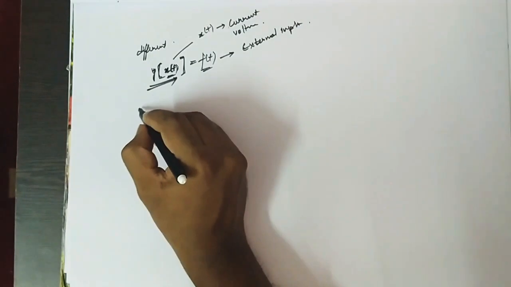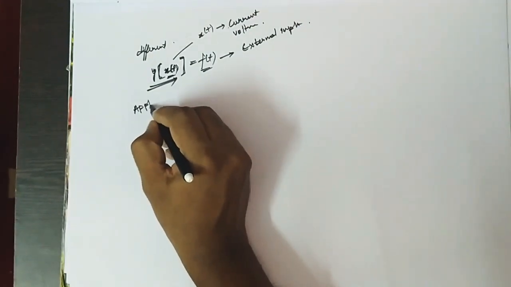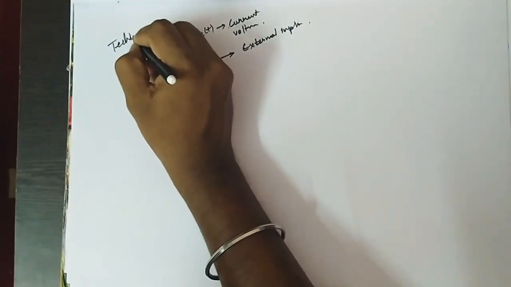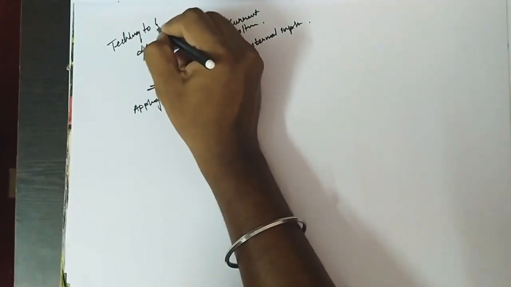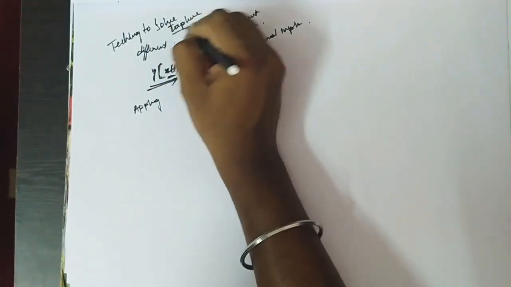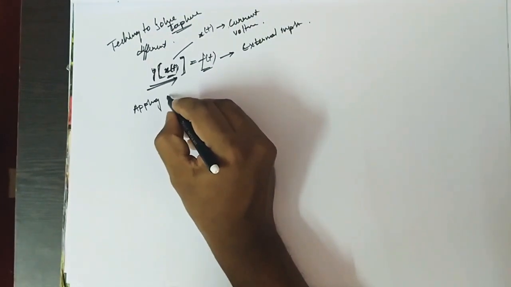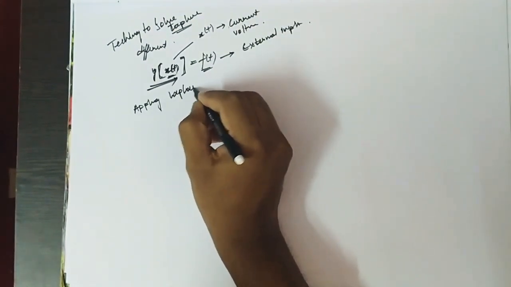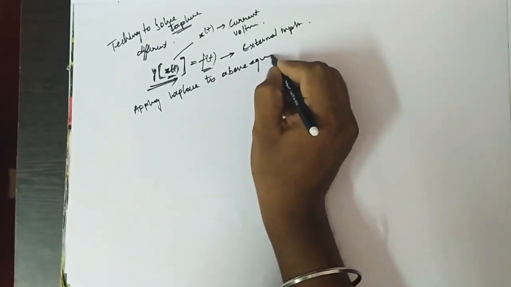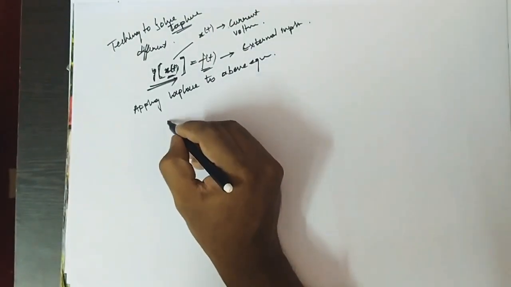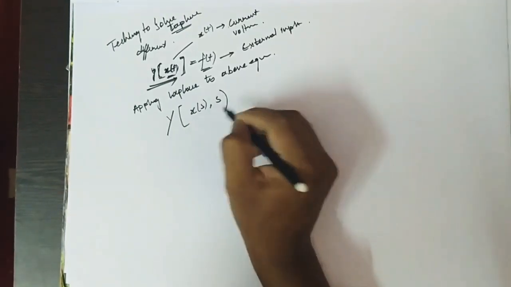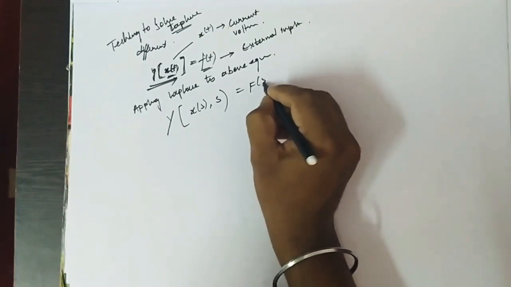Now we'll apply the solution technique, I am saying technique, to solve: Laplace. So this is the same technique we will follow in every circuit. Applying Laplace to the above equation, after applying it, the Laplace transform you will get in the S form. This is f of s.